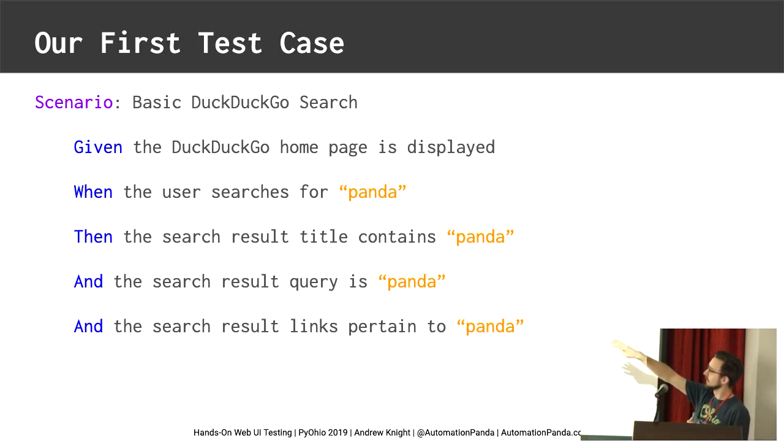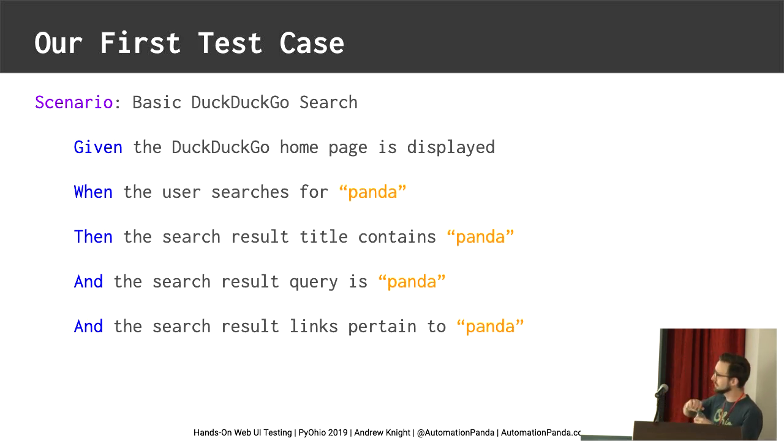So, scenario: basic DuckDuckGo search. Given the DuckDuckGo homepage is displayed, when the user searches for Panda, then the search result title contains Panda, and the search result query is Panda, and the search result links pertain to Panda. One line per step, right? We have setup, action, verification. This is basically all we need, right?